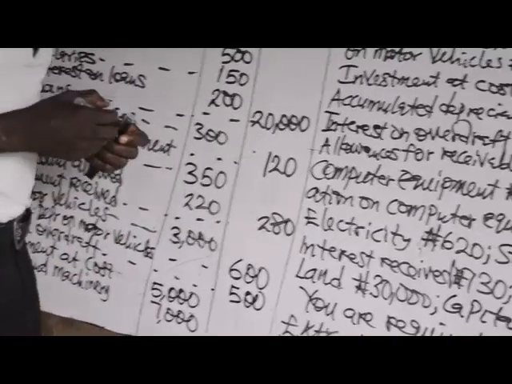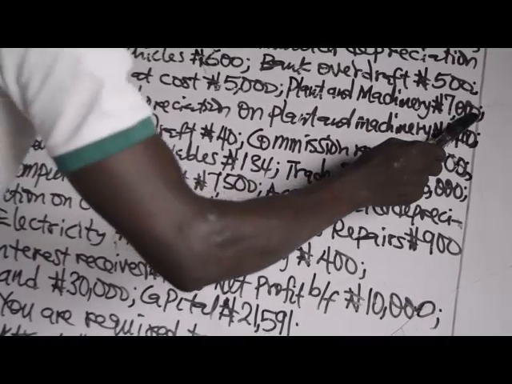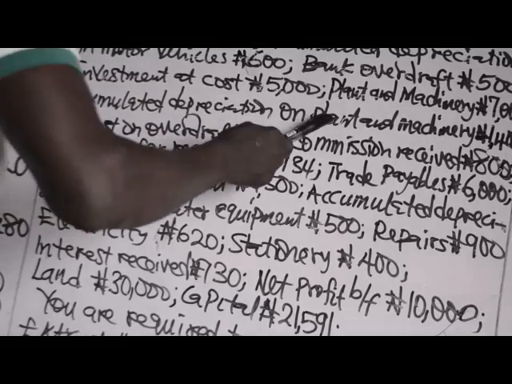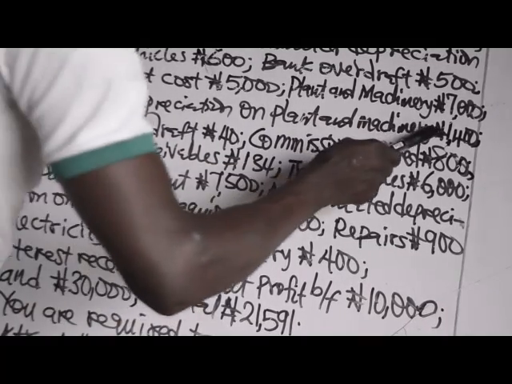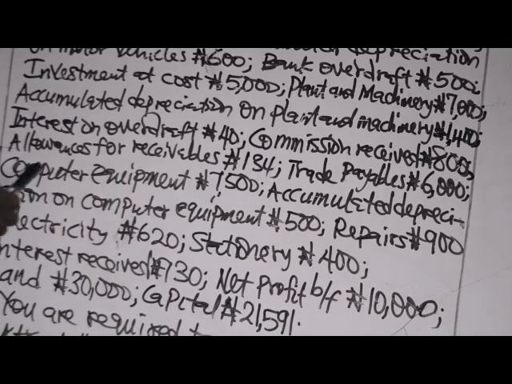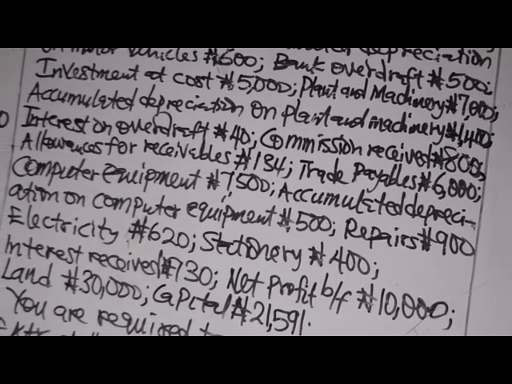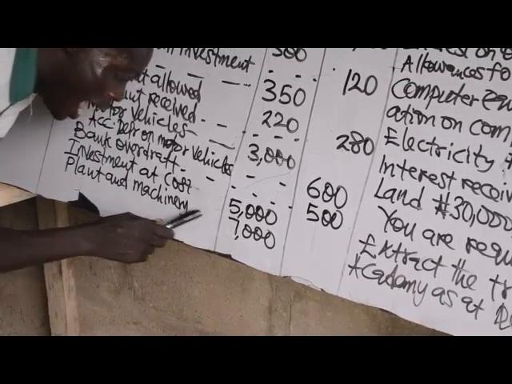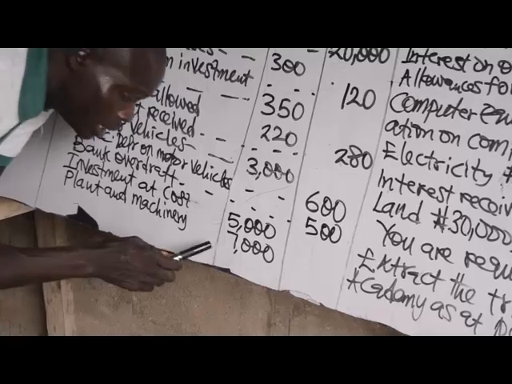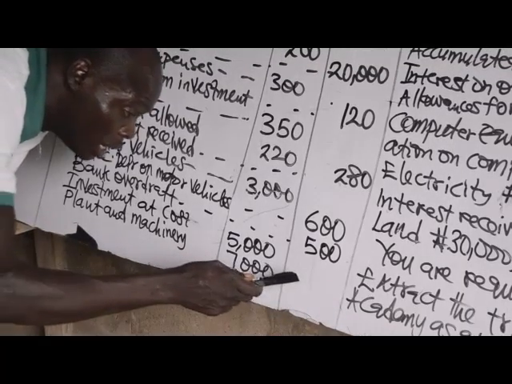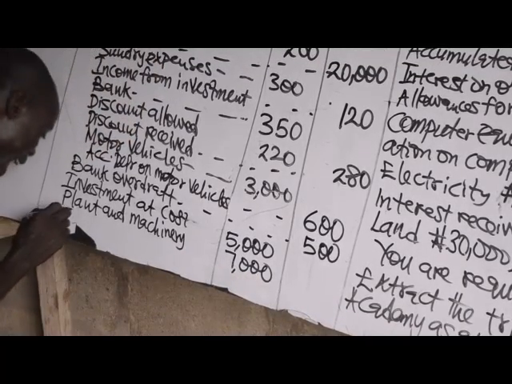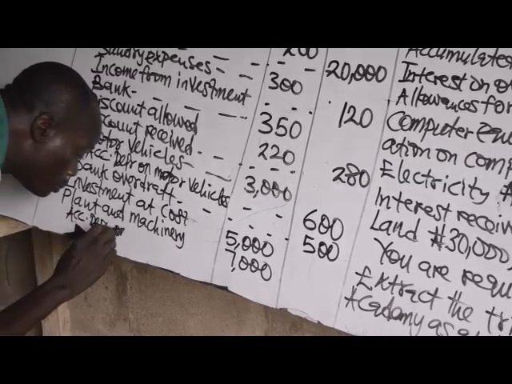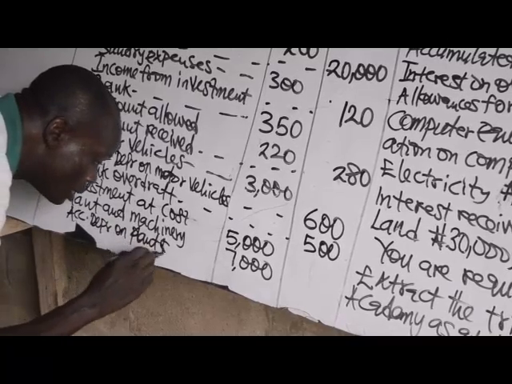Back to the question. After plant and machinery of 7,000 naira, the next item is accumulated depreciation on plant and machinery. That amounted to 1,400. Accumulated depreciation is a provision made against the plant and machinery. And I've told you that any provision made against the debit item, that provision should be credited to the trial balance. So we have accumulated depreciation on plant and machinery.